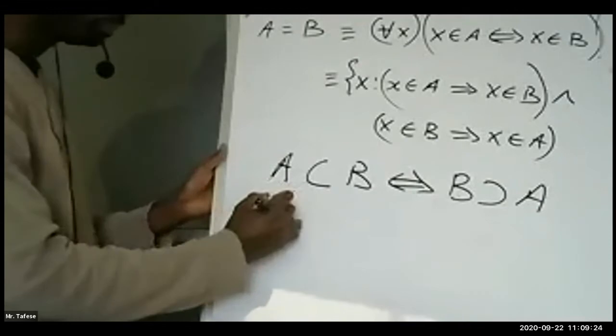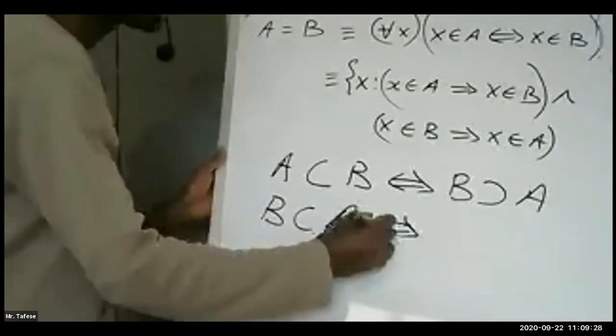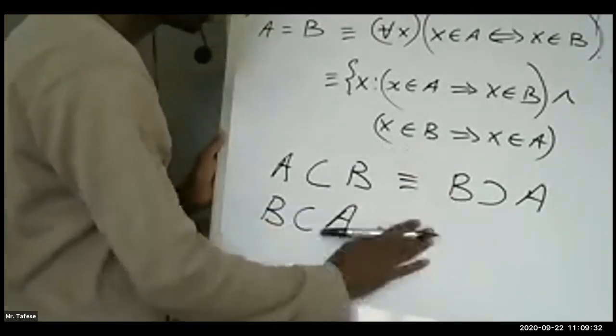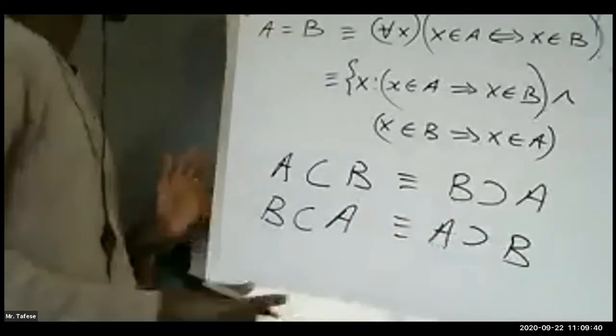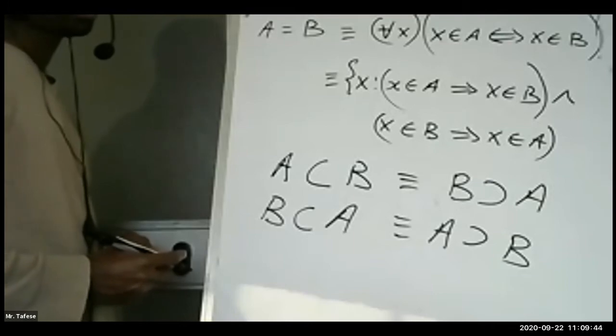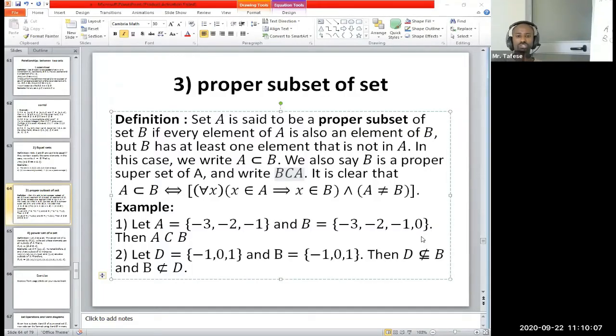If we want to write B is a proper subset of A, it equivalently means that it is A, so B is a proper subset of A. A proper subset of B, as we did earlier, can be expressed logically as you can see there. So for all X, if X is an element of A, then X is an element of B. So this is the definition of a subset of B. But what we have to add here for proper subset is that, of course, X is an element of A, then X is an element of B, and A and B are not equal.